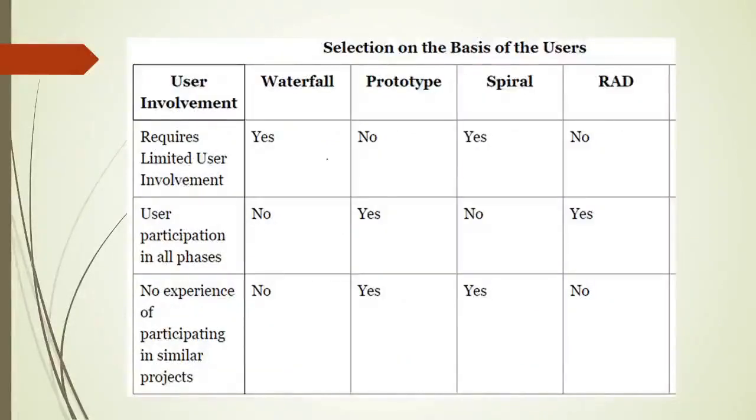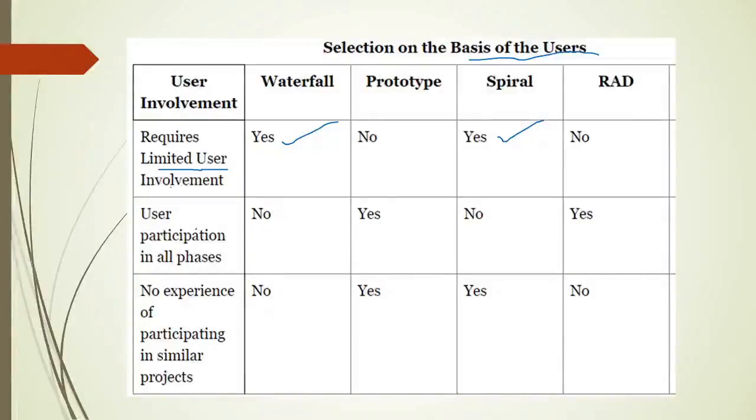Next we'll see selection of the process model based on users, as users are also a very important part of selecting the process model. How is the user involvement in your project? If your project requires only limited user involvement, meaning the client's involvement, then you can go for the waterfall model or spiral model.